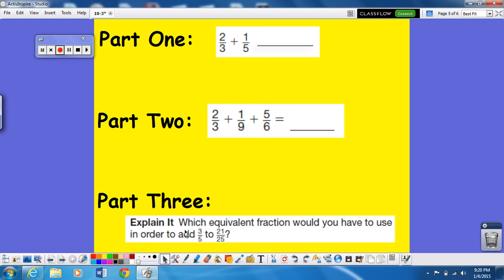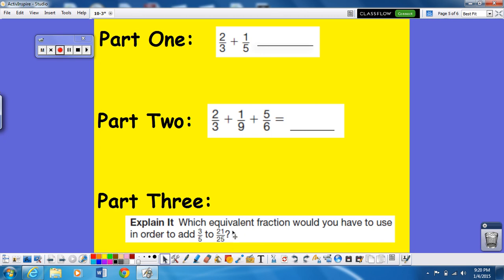And then down here, part 3. Just tell me, what equivalent fraction would you have to use in order to add 3/5 to 21 25ths? So tell me what equivalent fraction you would use to make them the same. Okay, so basically, this is asking what would your common denominator be for these two numbers, and you're going to obviously be changing one of them to an equivalent fraction so that you can add the other one to it.